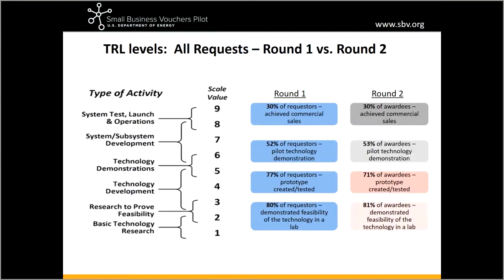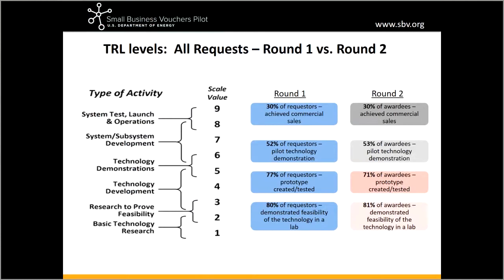If we look at round 1, and we'll start at the bottom, 80% of the requesters had demonstrated feasibility of their technology in the laboratory. So I would say that's probably the entry bar. You need to have, at least at the benchtop level, demonstrated that the technology behind your product concept works. And you can see in round 2 also 81% had demonstrated.